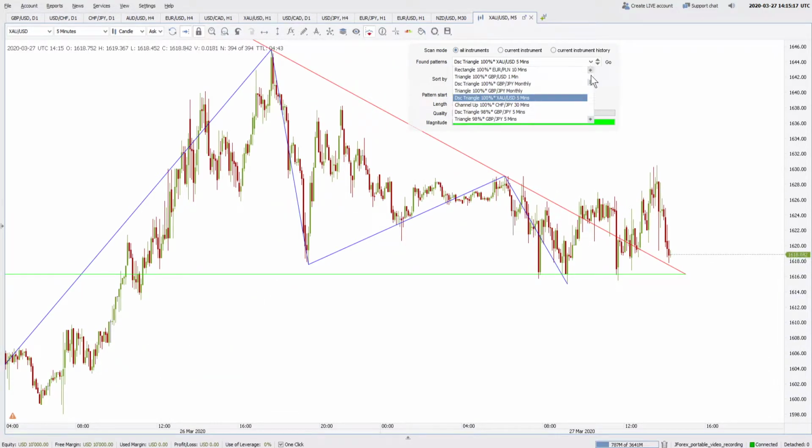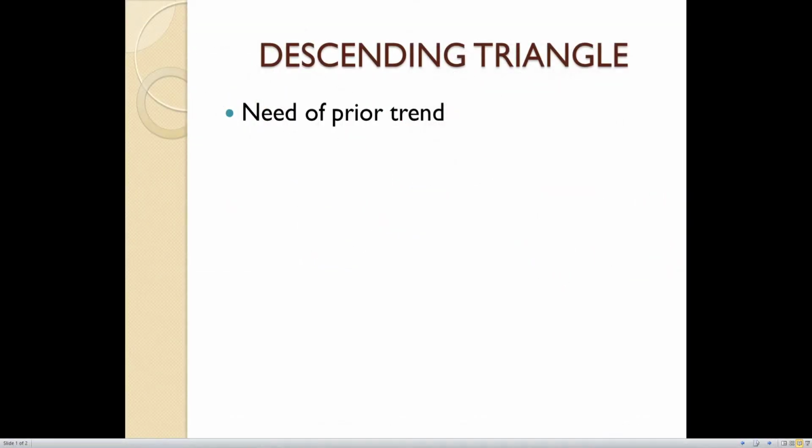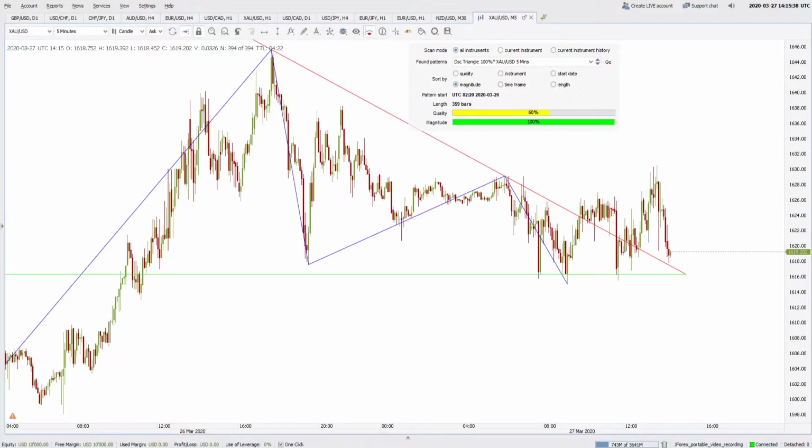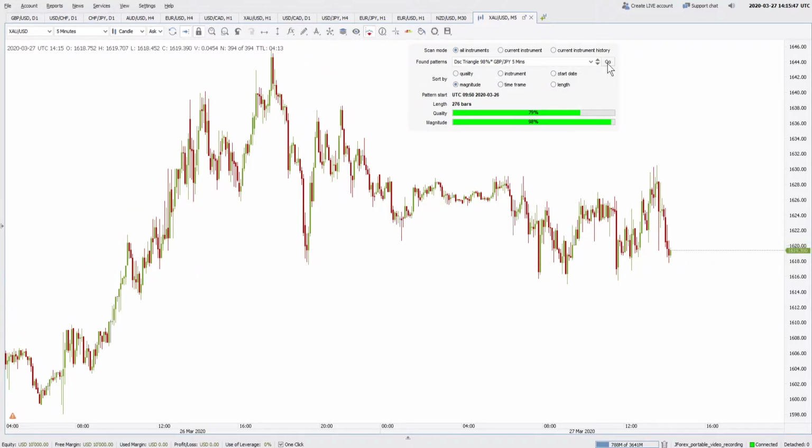See, we want a descending triangle to be formed after a downtrend. That is an essential, necessary requirement. If you remember what we had discussed, for a descending triangle, you have to have a prior trend. So we will be looking for a prior trend here. It will show you a lot of patterns, but you need not trade all of them.